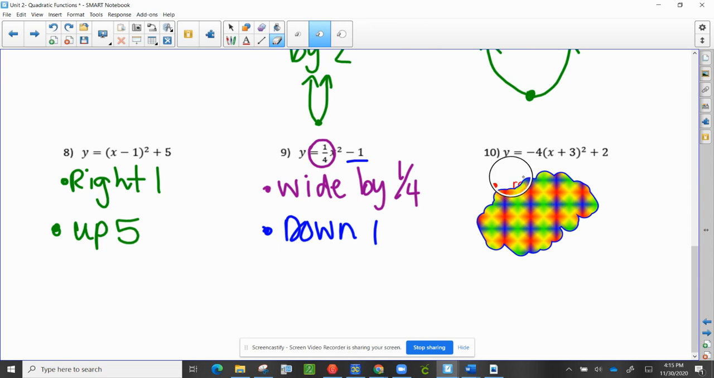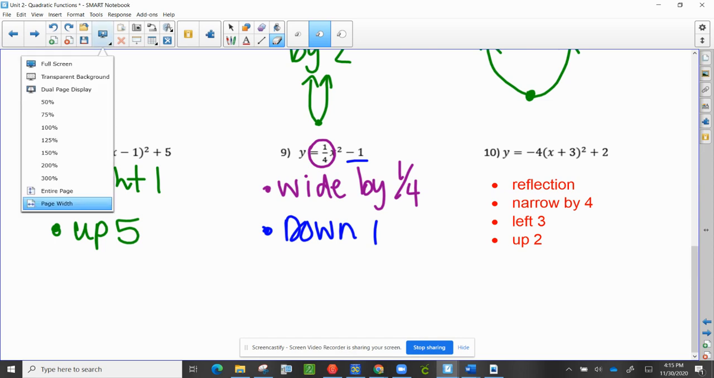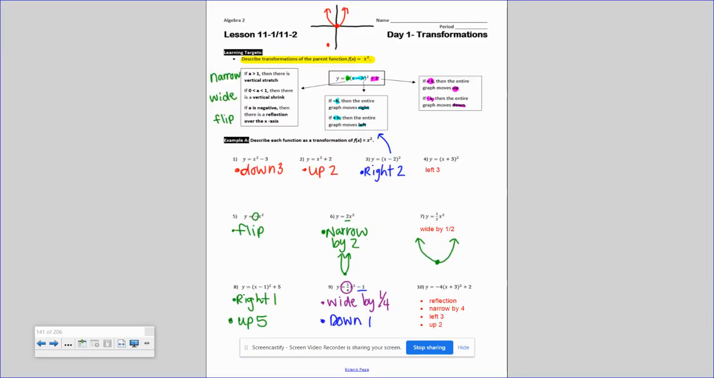Okay, so let's start with the negative. The negative is going to be a reflection. It's going to flip the graph. The 4 in front is going to make the graph more narrow, so skinnier. The plus 3 on the inside is going to move the graph to the left 3. And then the plus 2 on the outside moves the graph up 2. So that is how we list and name all of our transformations.